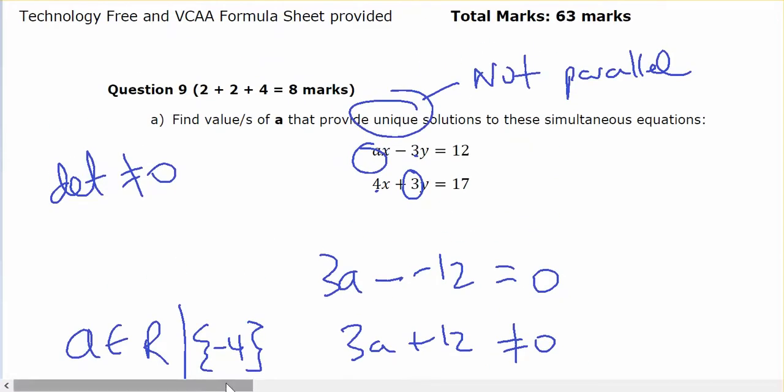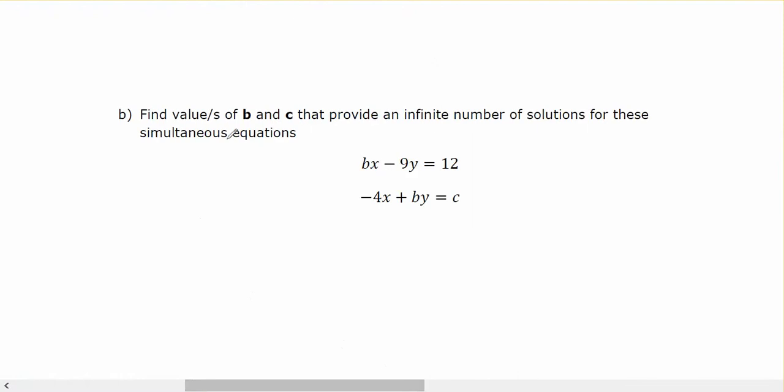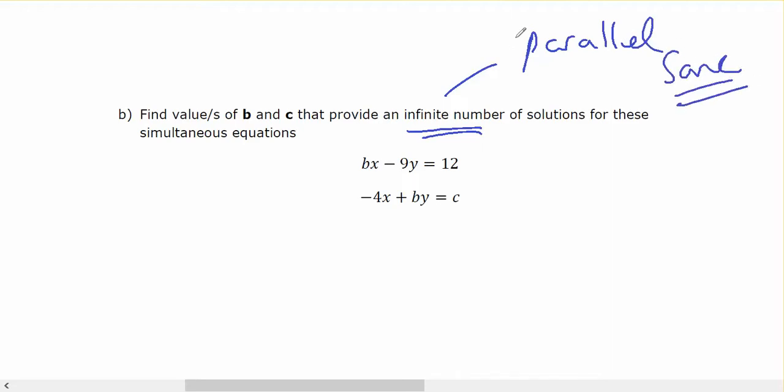Okay, so that's part A. Part B, find the values of B and C that provide an infinite number of solutions. Infinite number is parallel and the same equation. And parallel means that the determinant equals 0.